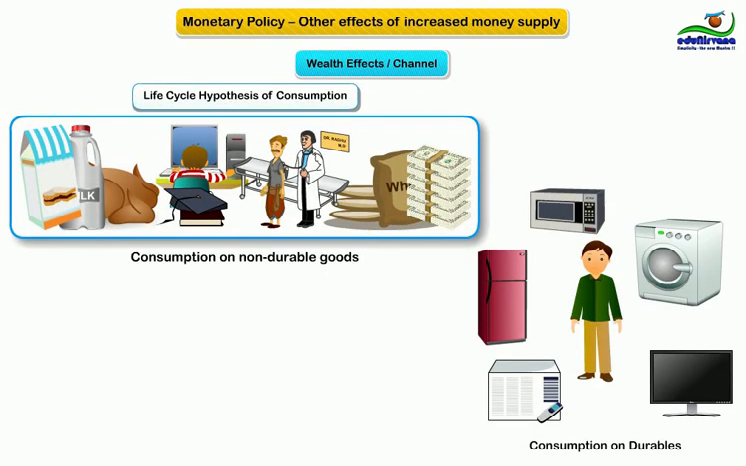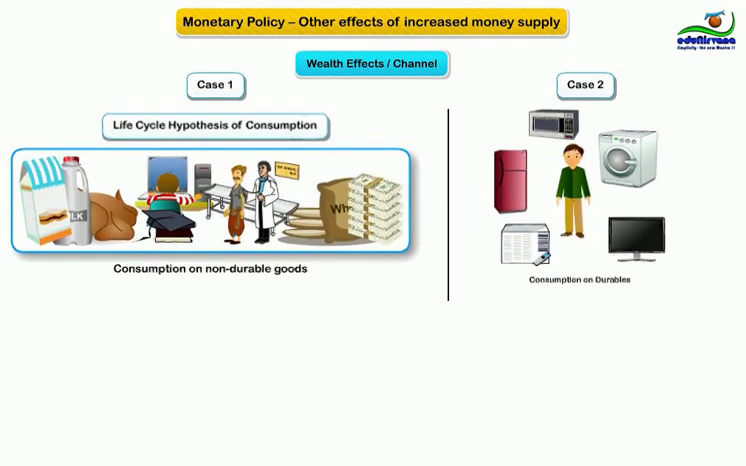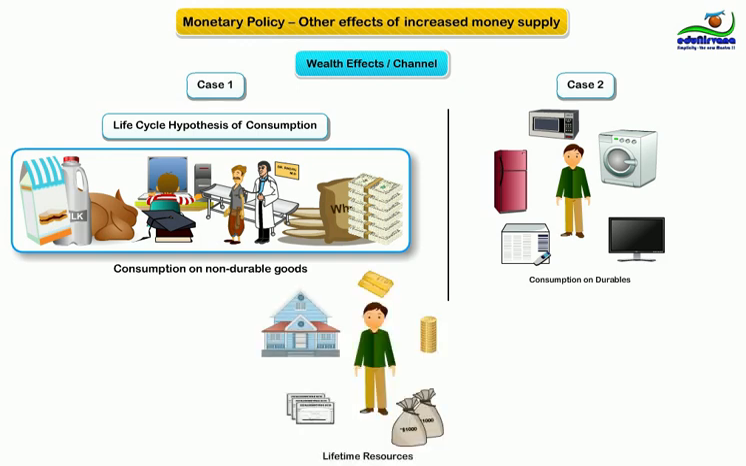The basic premise of Modigliani's theory is that consumers smooth out their consumption over time. Therefore, what determines consumption spending is the lifetime resources of consumers, not just today's income.